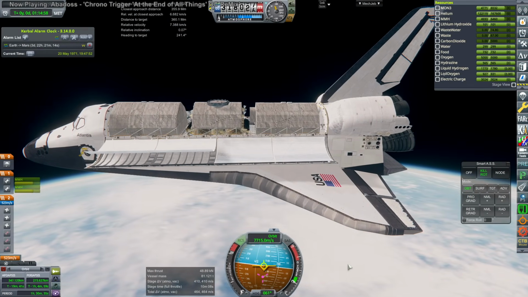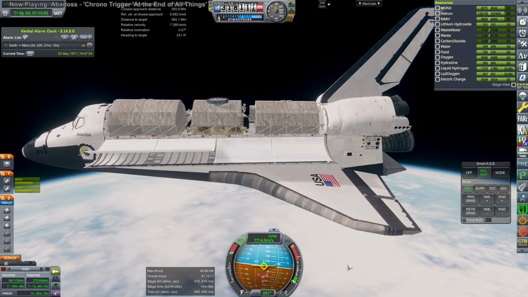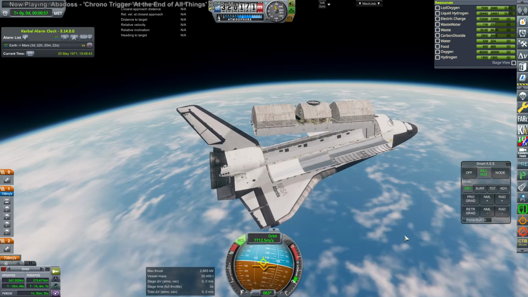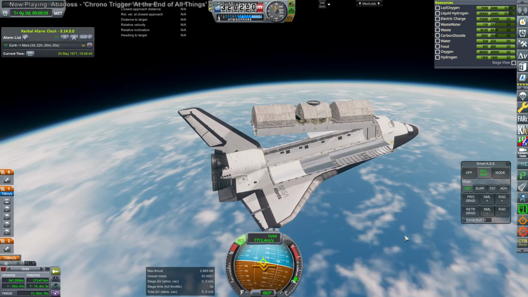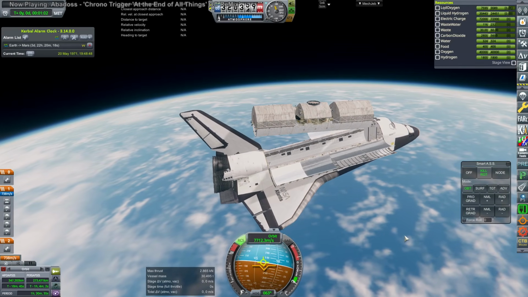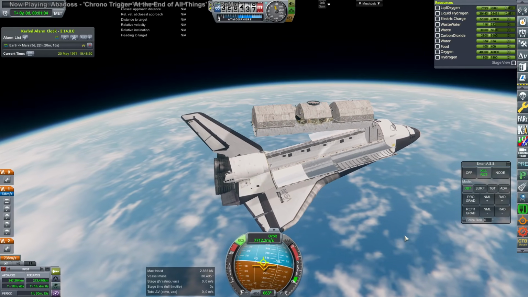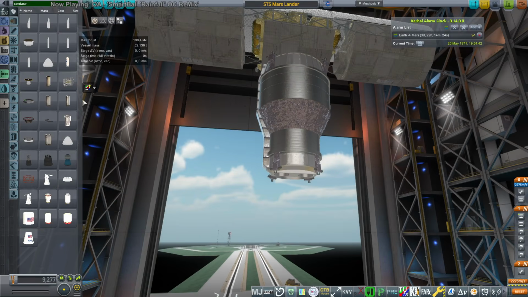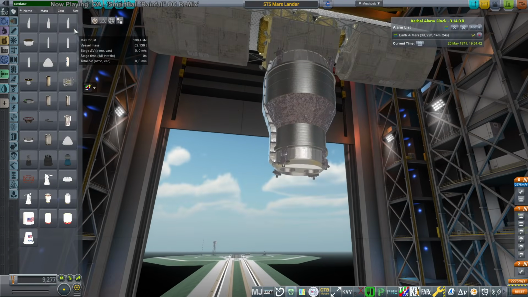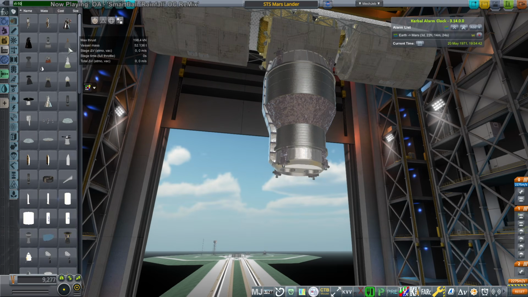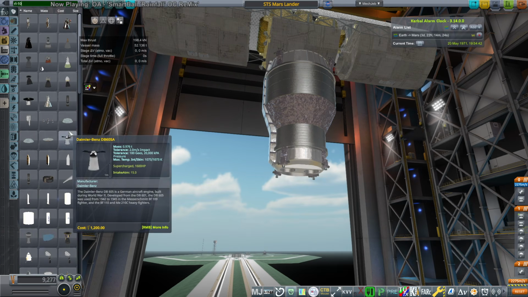So the central portion is the ascent portion, the part that will bring the astronauts from the surface to orbit around Mars so they can return home. And then the two outer bits are the descent portion, which consists of a living space area and also a bay for a rover or something like that. So those are the two sides.